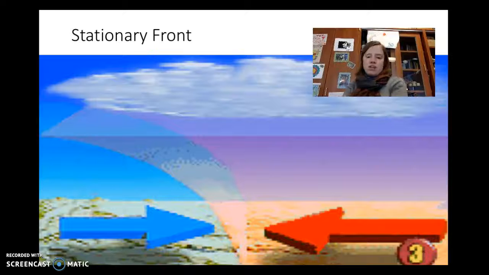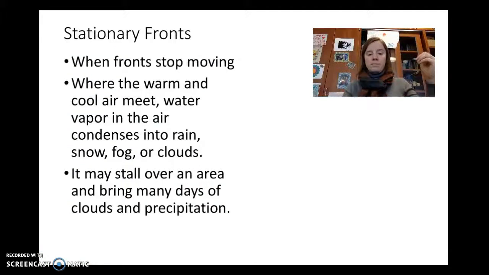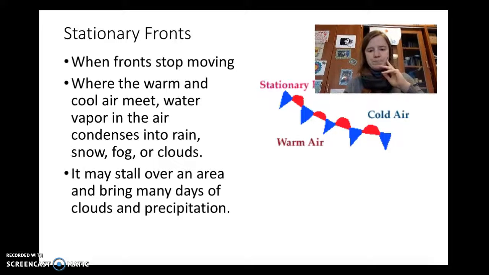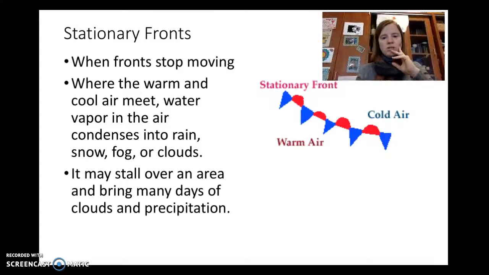Then you have the stationary front, which is two masses that just collide and then they don't go anywhere. So stationary fronts, it's when they stop moving. It's when warm and cool air meet, and then water vapor. It's just like the same stuff. You know, when you get those rainy periods for days on end, it's because usually there's a stationary front. Do I have the picture in here? Yeah, there's your stationary front picture or symbol.